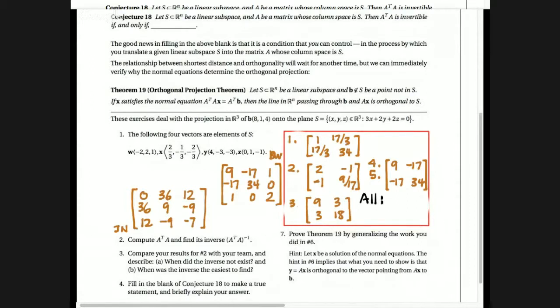Okay, so Jamie says that one of the things that they all have in common is that they have a non-zero determinant. That's something for 2x2s you can definitely check pretty easily. So I agree with that. All these will have a non-zero determinant.